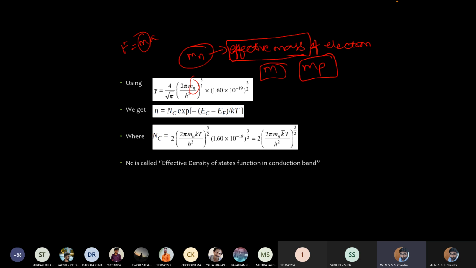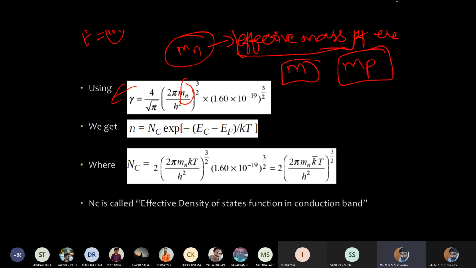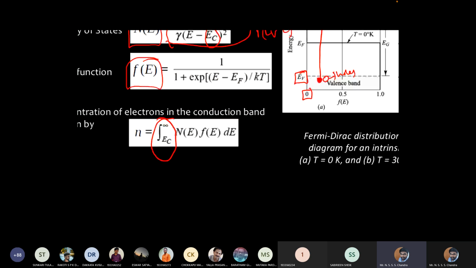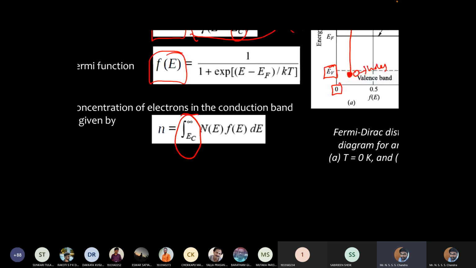The derivations are not necessary. You need not even remember this expression. The only thing you need to know is that gamma will depend upon the effective mass of electron or hole. If you do this integration, we will get the expression n equals Nc into exponential of minus (EC minus EF) by kT. We will also explain this integration. You have this Fermi function F of E equals 1 by exponential of (E minus EF) by kT, right?